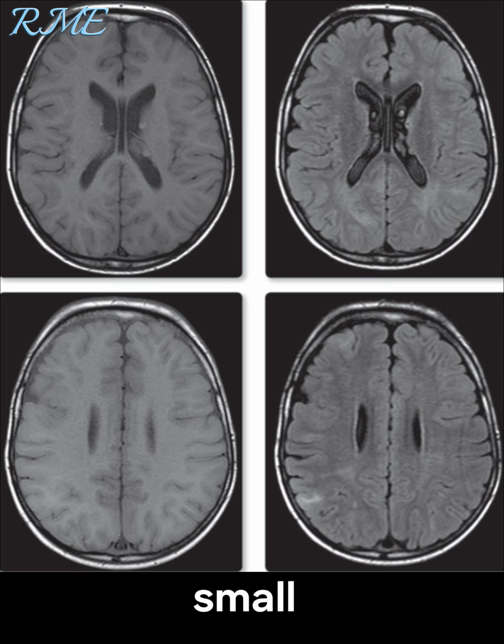There are multiple small subependymal nodules. On the FLAIR, fluid-attenuated inversion recovery images, several cortical and subcortical foci of high signal are evident. These are likely to represent cortical tubers.